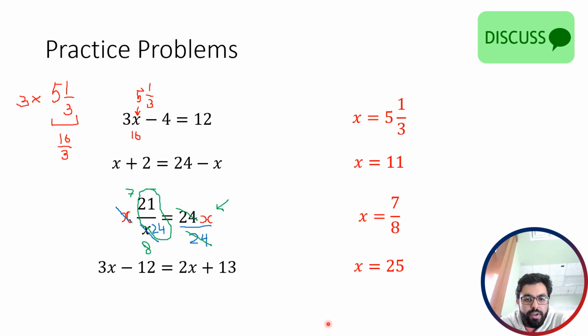And then this last one, I said x is equal to 25. We can plug x in to check. So if we plug in x to check, then we get 3 times 25, that's 75 minus 12. 75 minus 12 is going to be 63. And then on this side, we've got 2 times 25, which is 50, plus 13, which is 63. So that's how you can check your answers.